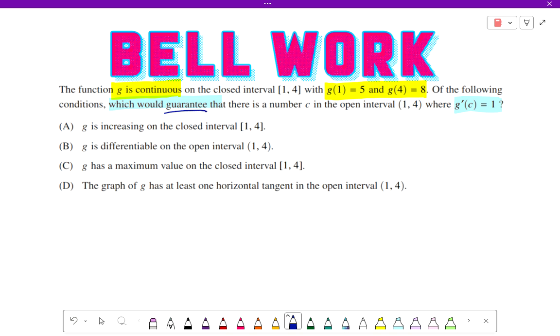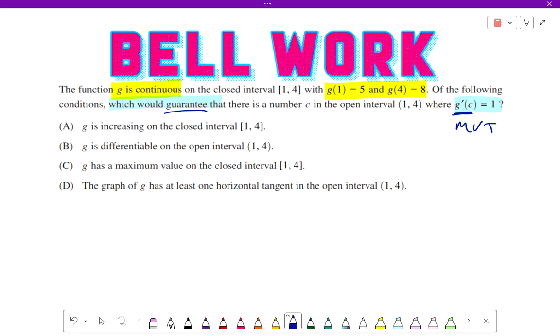We're looking at that word guarantee. When I see that word guarantee, I'm thinking theorems. This is a theorem question. Right now we know IVT, we know MVT. Which theorem do you think we're going to use here, IVT or MVT? Why MVT here? Yeah, we're talking about the derivative. So if we're talking about the derivative, that is MVT.